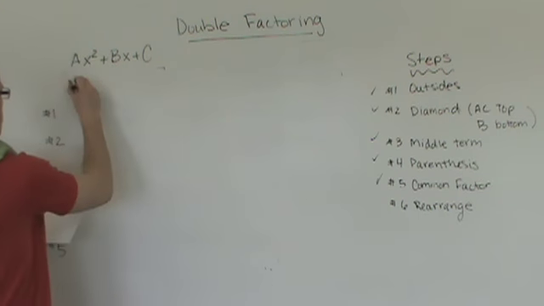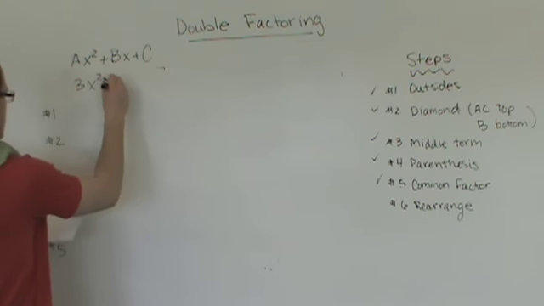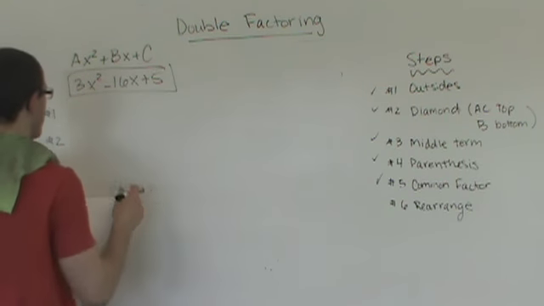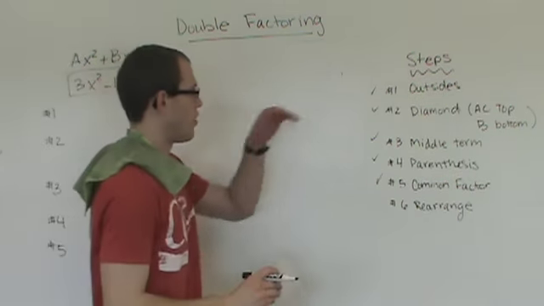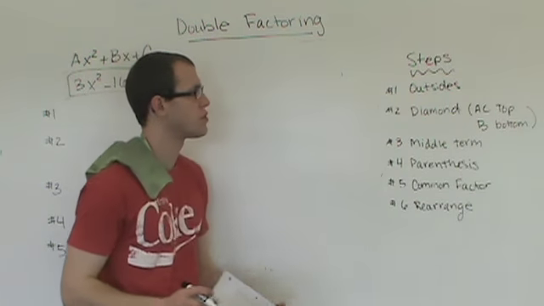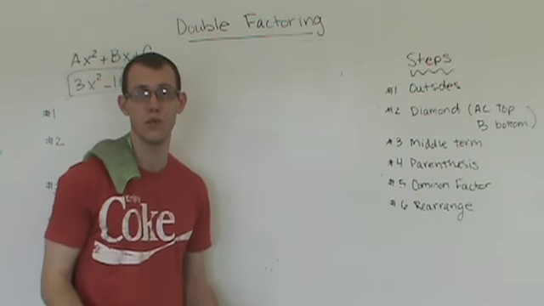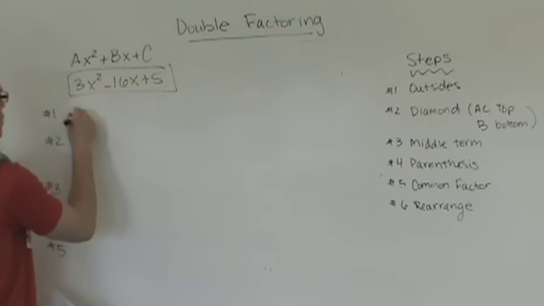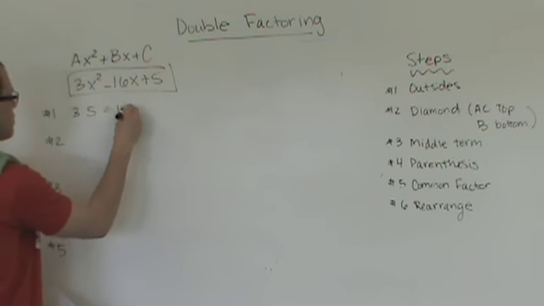Okay, so our next problem is 3x squared minus 16x plus 5. We have a negative in there now. Alright, so let's erase these check marks since we're starting over. We want to begin with the outside, so I'm going to multiply the a value and the c value together. So 3 times 5, that's 15.